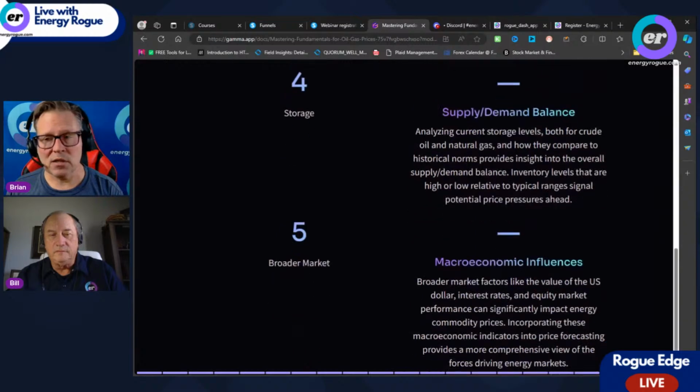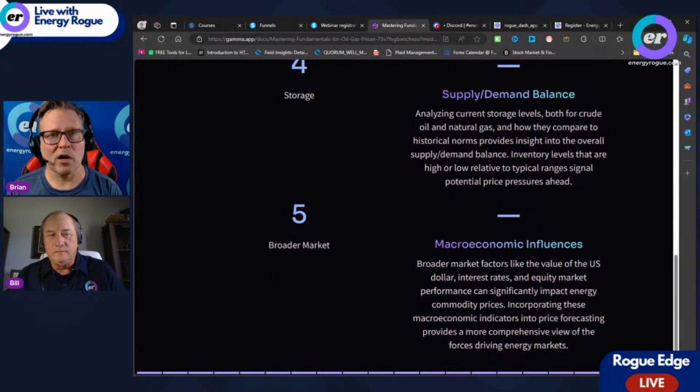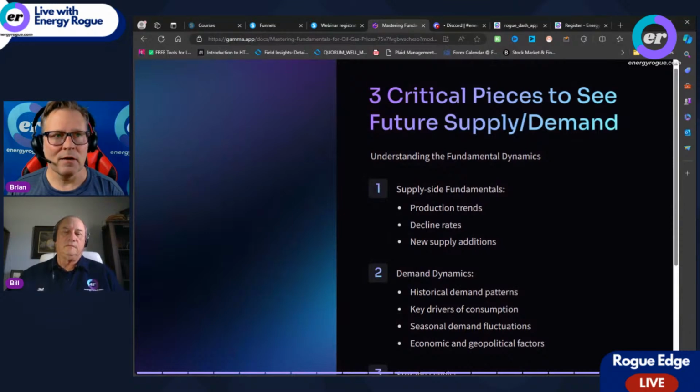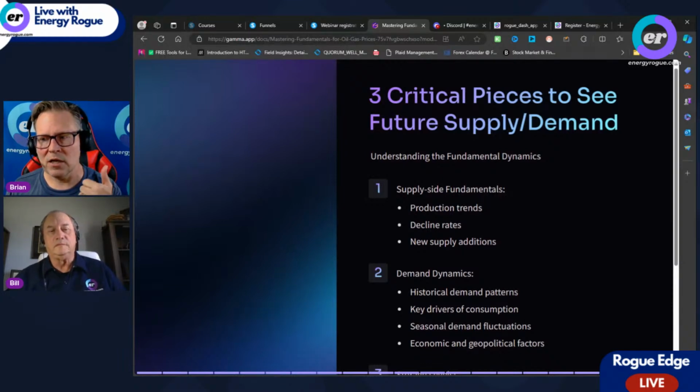Storage, that's important to look at. Where are we relative to history? What is the broader market for the macroeconomic influences? So, what are the three critical pieces to see future supply and demand? Supply side fundamentals: look at production trends, decline rates, new supply additions. On the demand side: historical demand patterns, key drivers of consumption. Are they rising? Are they falling?